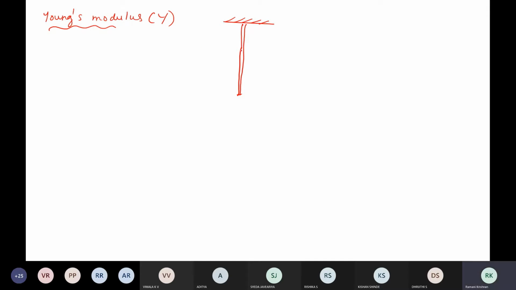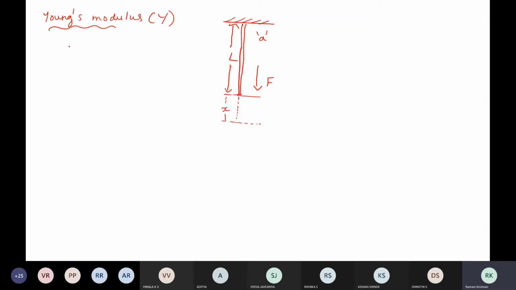Length will change. Right, so I have taken a wire, fixed at one end, and let L be the length of the wire. Up to this the length is L. Now I apply a force downwards, so what will happen to the length of the wire? It may increase, it may decrease also. Here it is increasing, extended by a length X. F is the force acting, and let A be the area of cross section of the wire.